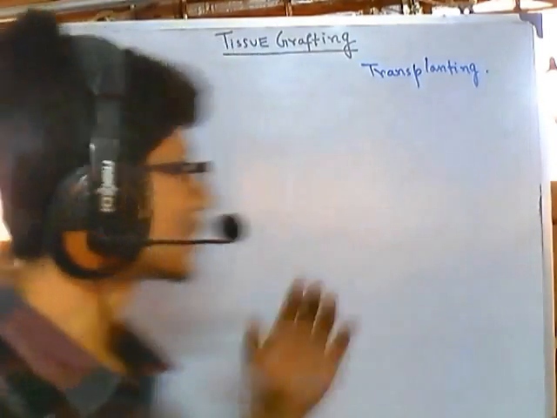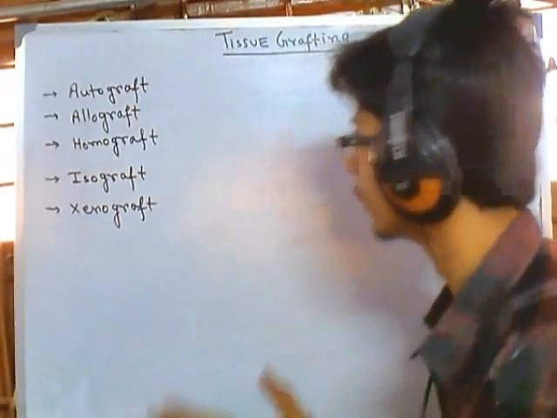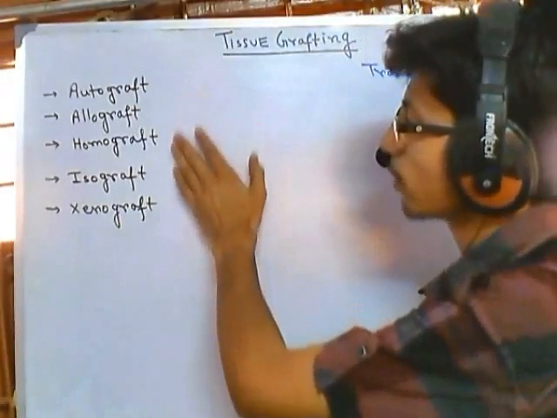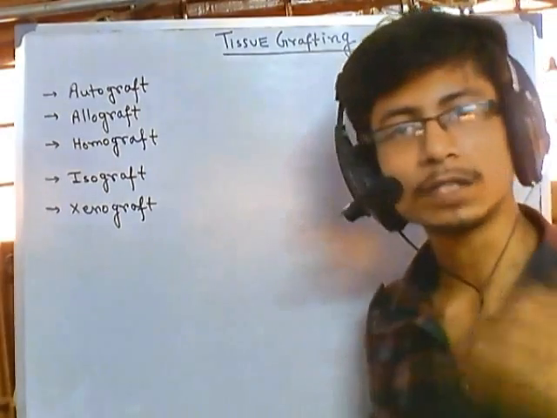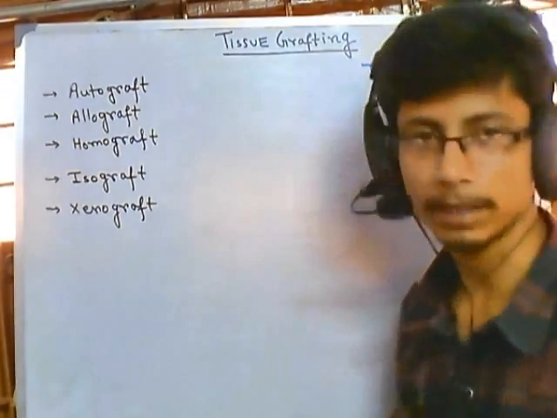Okay, now there are several different types of tissue grafting available: autograft, allograft, homograft, isograft, and xenograft. So these are the 5 different types of tissue grafting processes that are usually available.